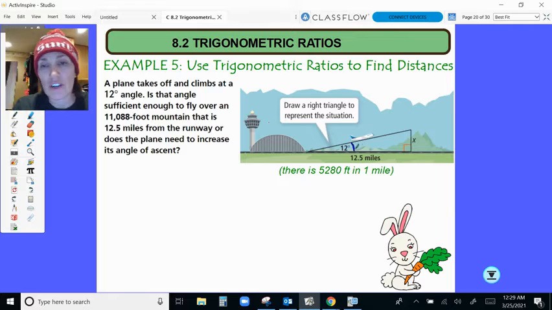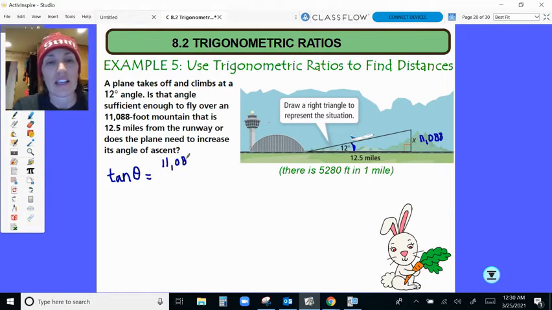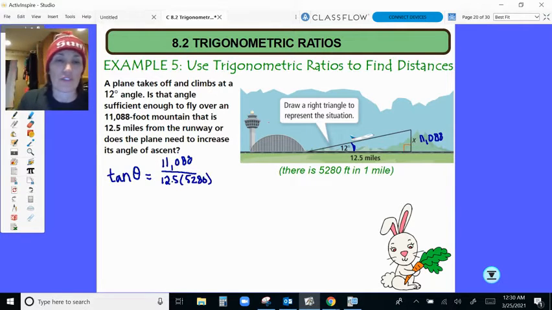So if I have my angle here, and I have my opposite side and my adjacent side, that's going to be a tangent function. So we're going to use the tangent of some angle. We're not sure what it is yet, and that's going to equal my opposite side. We know this opposite side is the 11,088 foot height of the mountain. So opposite is 11,088 feet divided by my 12.5 miles. I'm going to need to convert this to feet, so I'm just going to put 12.5 times 5,280 feet to get that into feet.